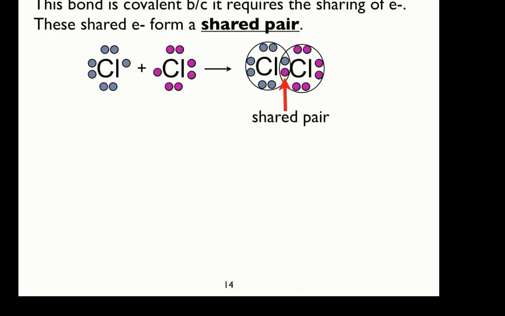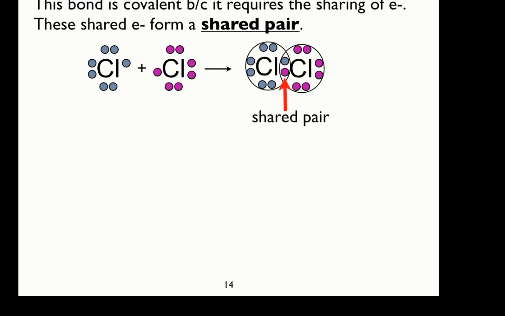I'm a big fan of the Venn diagram. So what I do is I circle the 8 that are making one atom happy, and I circle the 8 that are making the other atom happy, and where those 2 circles overlap, so there's the Venn diagram, you get this thing called a shared pair. And that's what makes the bond covalent.